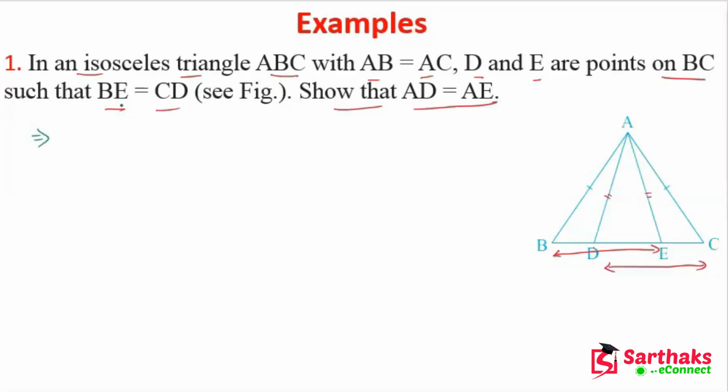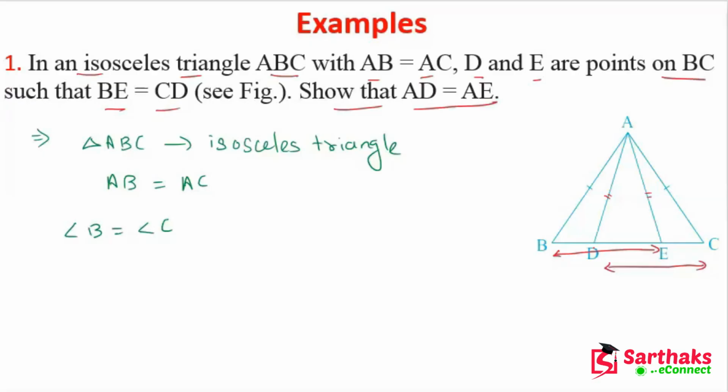So now we have triangle ABC, which is an isosceles triangle, and AB is equal to AC. So now, by theorem 7.2 we can say that angle B is equal to angle C, because we know that angles opposite to equal sides are equal.